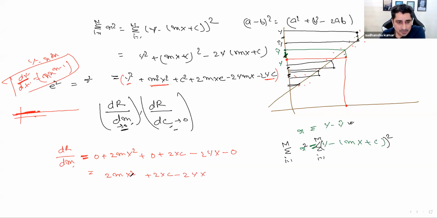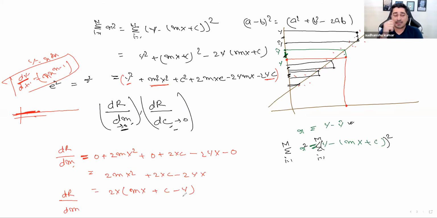So I think 2x is common everywhere. So I'll try to take out that common. In this way, it will be 2x(mx plus c minus y). Yes? This is the equation. So fine. dR/dm is nothing but this particular equation we are able to find out.